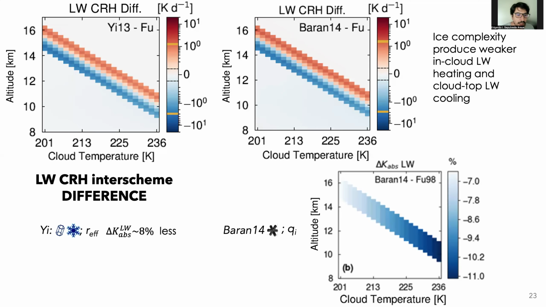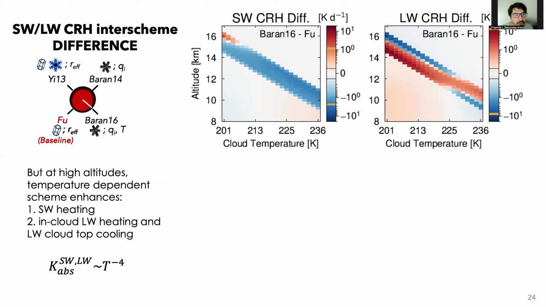Again, it's a relative negative absorption capacity in the long wave also, but the Baran 14 scheme has negative capacity of absorption in the long wave component. It has a gradient, but it's approximately centered at the same scheme. So these two schemes are pretty similar. So what happens now if we study the Baran 16 scheme?